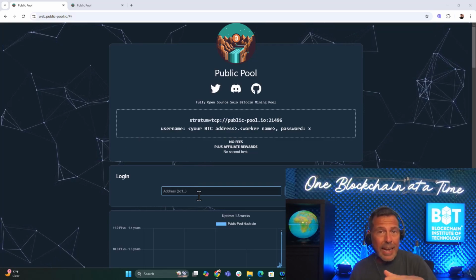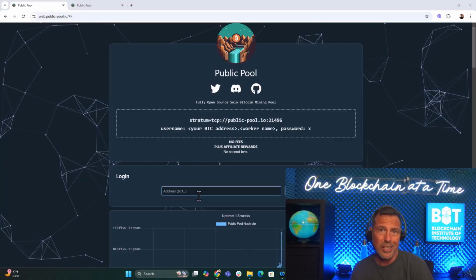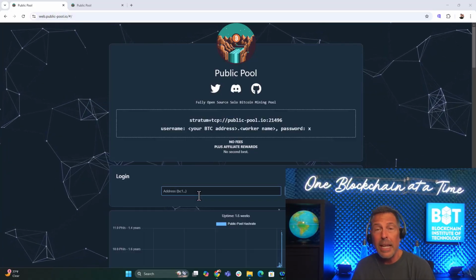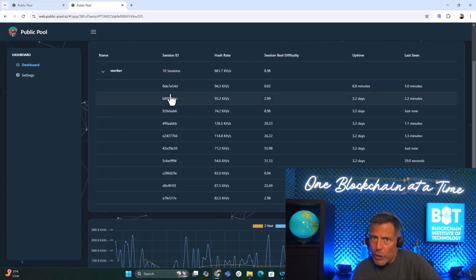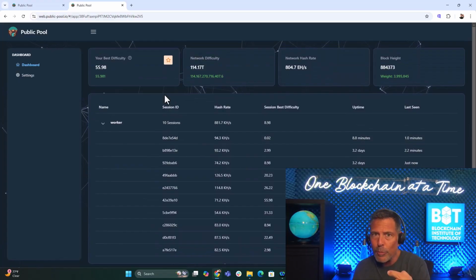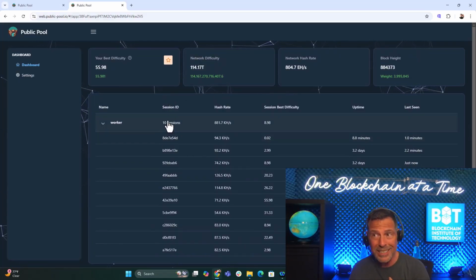I've currently done that, and all of my 10 Nerdminers are actually using the same Bitcoin address. So if any of them wins, they're all going to go to the same Bitcoin address. And let me show you what happens. When you look inside the pool, you can pull a report, and that report tells you how many sessions are currently running. In my case, there's 10.